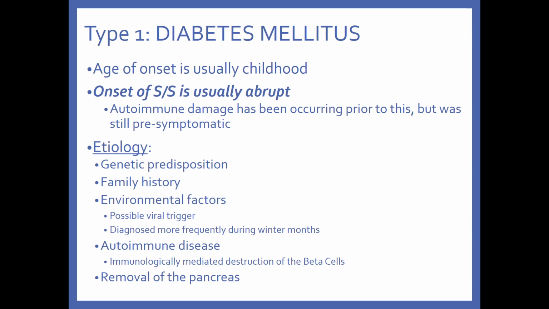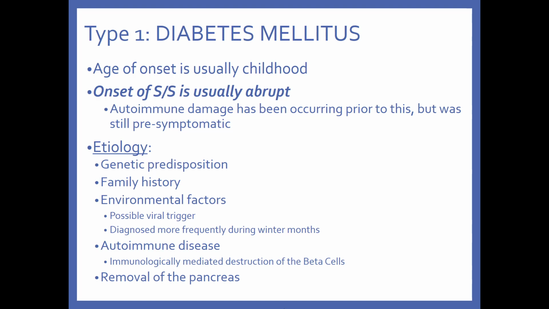Age of onset, like I said, is typically in childhood. Usually 10 years old up to 15 years old is kind of the average age that is diagnosed, but there are plenty of kids that are diagnosed younger than 10 and plenty that are older than 15. But that's kind of the average age.